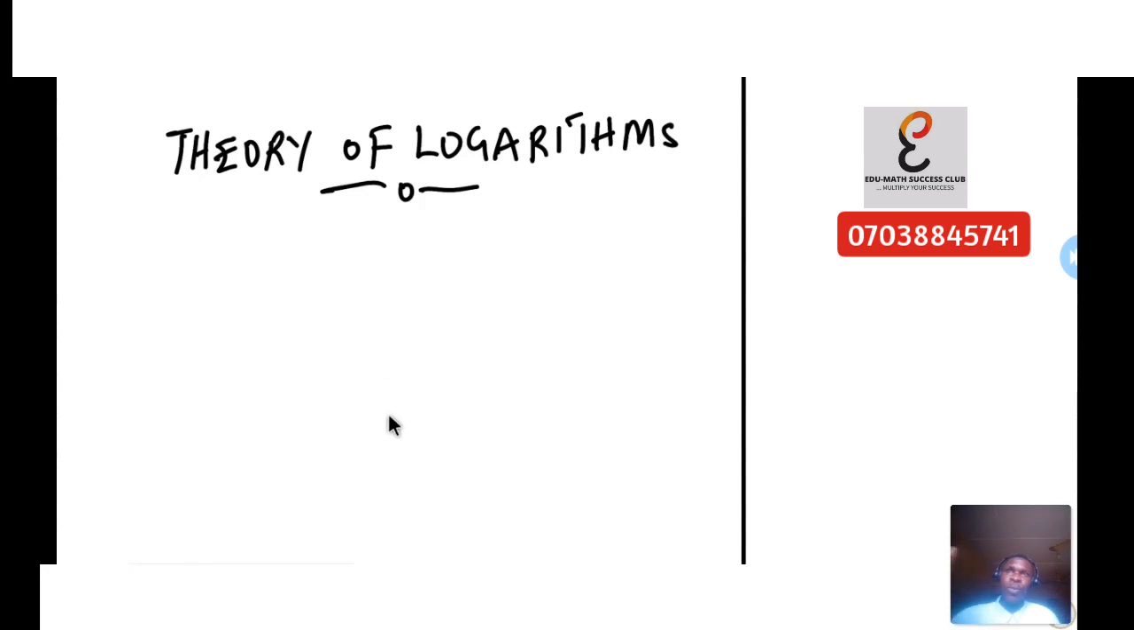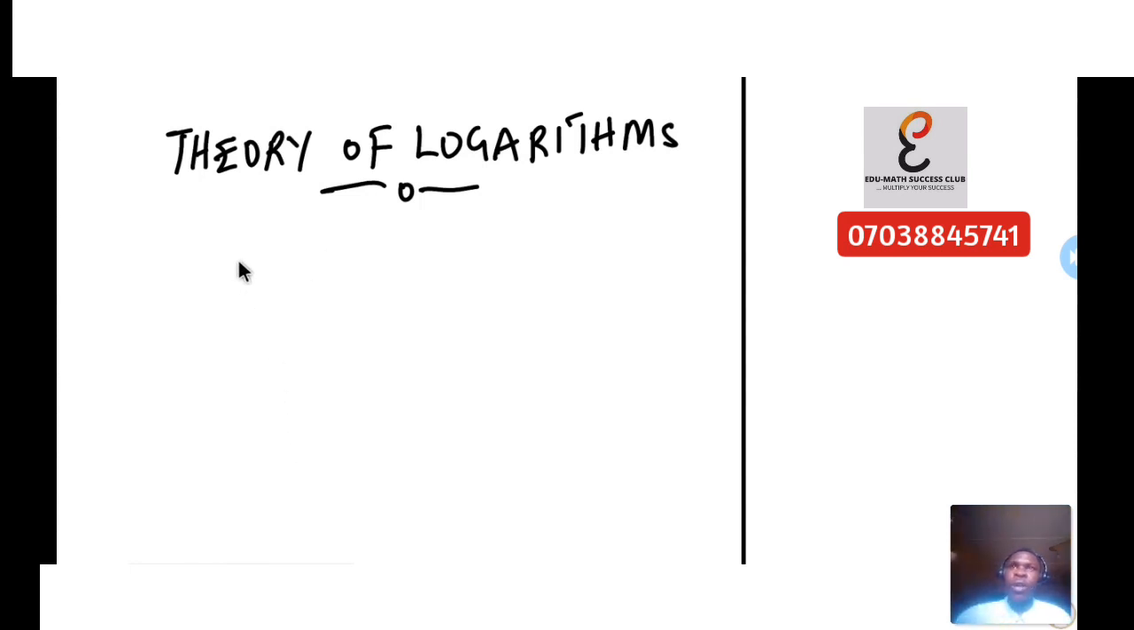Today we'll be treating this topic, theory of logarithms. This is one of the topics in the JAMB syllabus. If you're preparing for the JAMB examination, it's very important for you to know about this topic. If you're preparing for WAEC or NECO, it's also very important for you to know about this topic. And if you want to get general knowledge about logarithms, you can watch this video too. Now, let's get right into the topic.